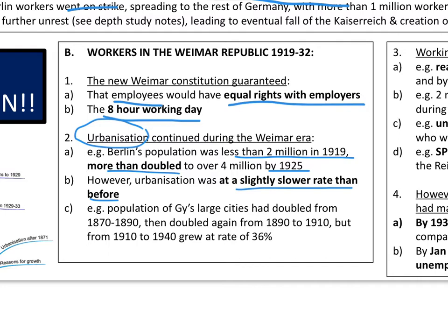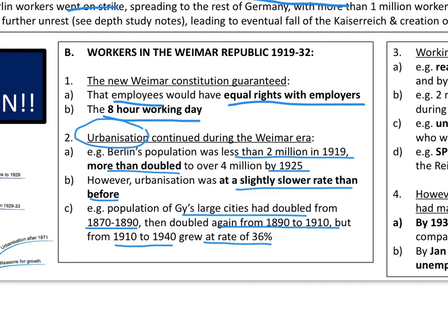For example, the population of Germany's large cities had doubled between 1870 and 1890, then doubled again between 1890 and 1910. Those were each 20-year periods, but in the 30-year period from 1910 up to 1940, it didn't double, but it grew at a rate of 36%. If cities double, then 36% is only growing by a third. But nevertheless, in particular Berlin, the capital, and I've already mentioned that.